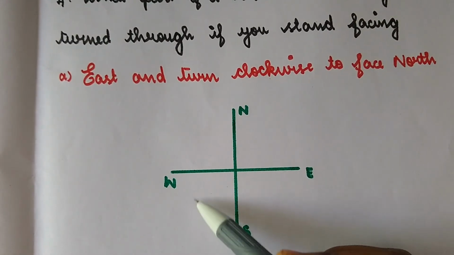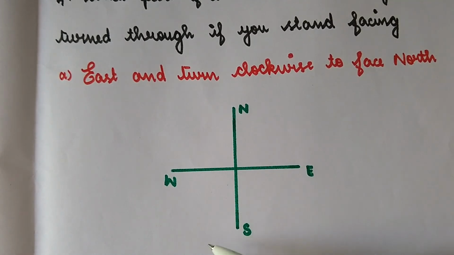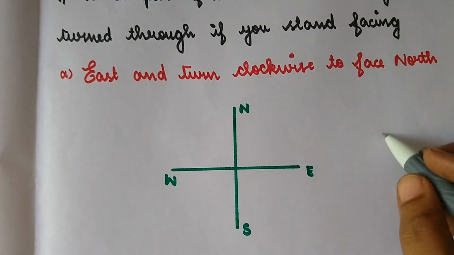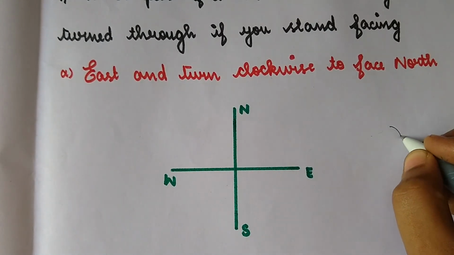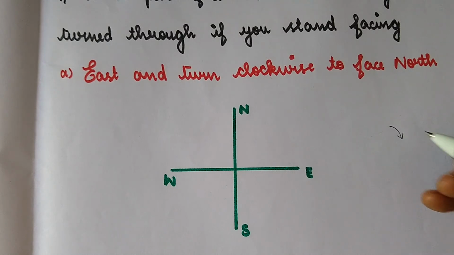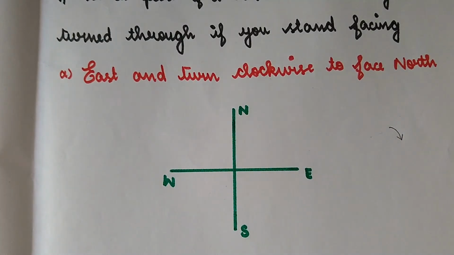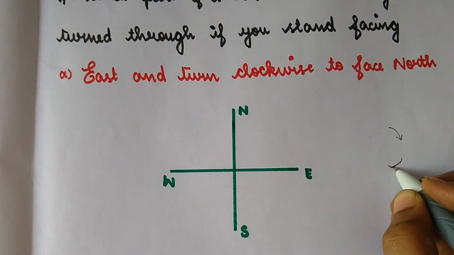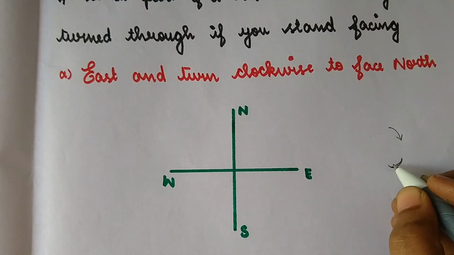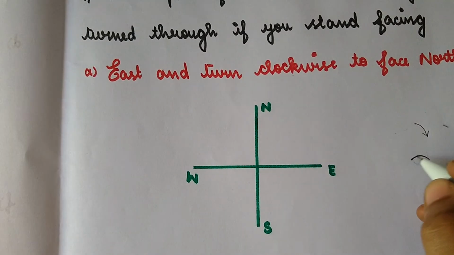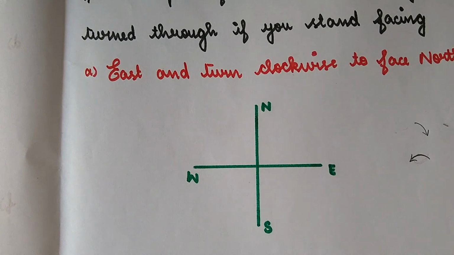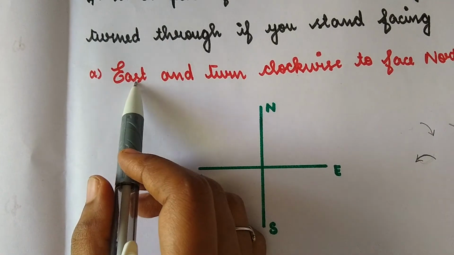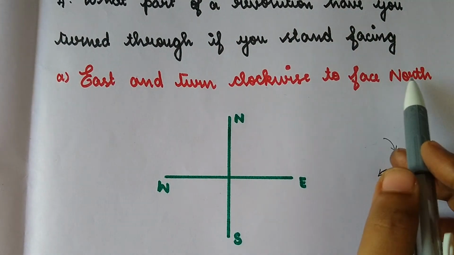These are the 4 directions that we have. Okay, clockwise. Clockwise means along the direction of the hands of the clock. So actually move like this. Anti-clockwise means it is opposite to clockwise. It can move like this. Okay. So we have to start from east and turn clockwise to face north.